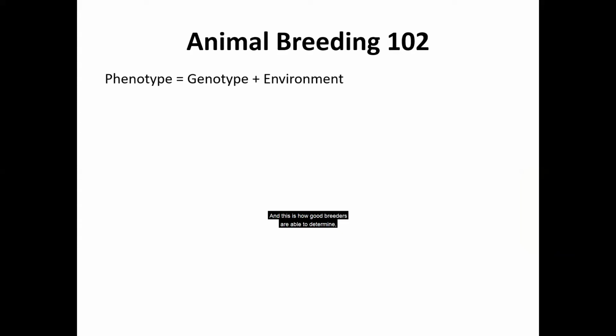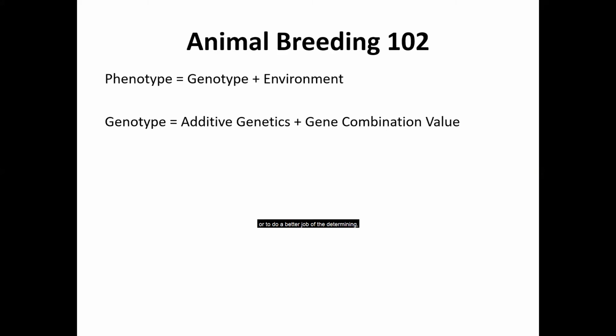Phenotype is genotype plus environment. But that genotype part breaks down into further pieces too. Okay, and this is how good breeders are able to determine or do a better job of determining which animals are better. Okay, genotype is attributable to additive genetics plus gene combination value. Okay, so at any given location, there are two genes. At any given loci, there are two alleles, if you want the genetic lingo. One comes from the sire and one comes from the dam.